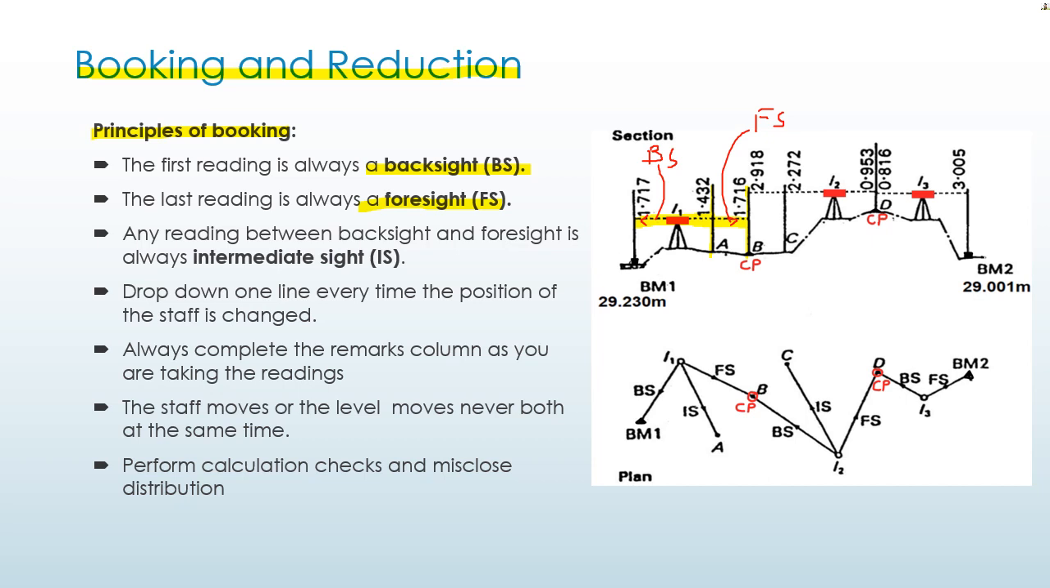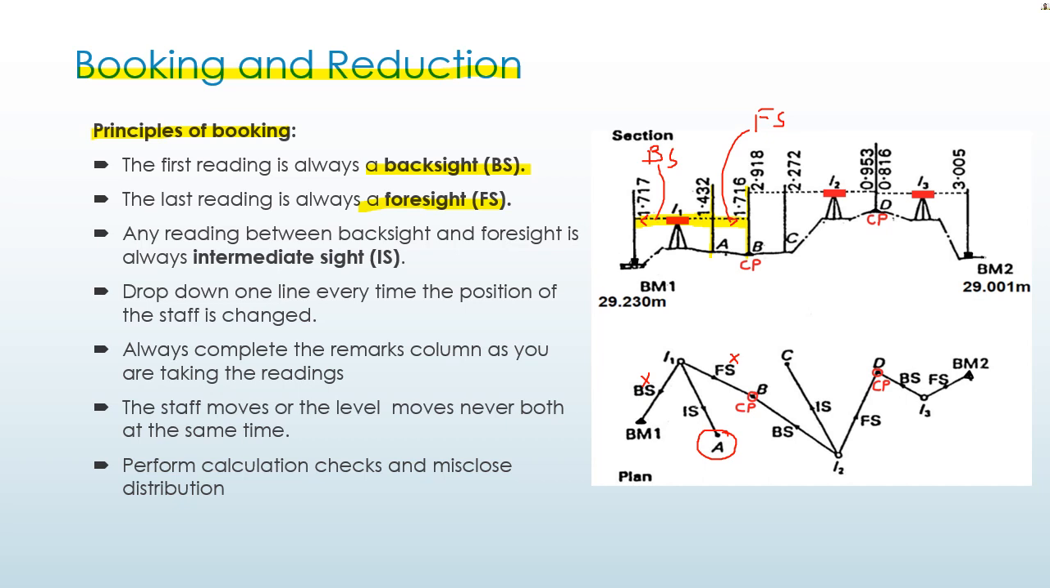And the intermediate sight is the point where you only take one reading. It's not a foresight and it's not a backsight. So that is the intermediate sight. In this case, the reading at point A, because that's not the first reading after you set up the instrument, and it's not the last reading before you move the level to the next setup.